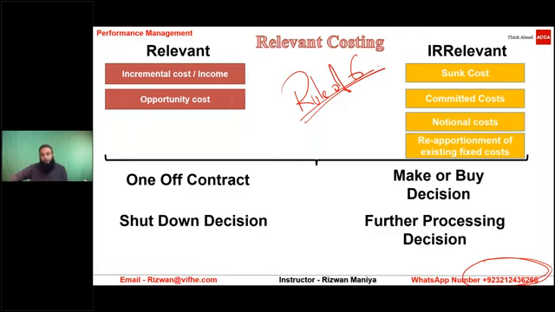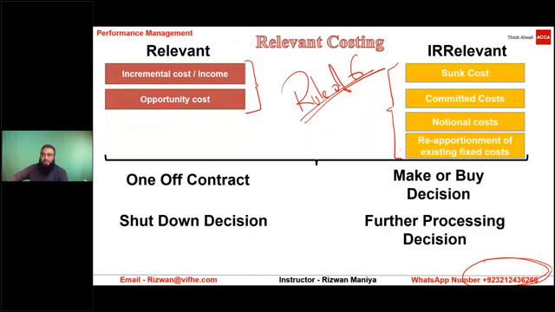So what's the rule of 6? Two things make a particular thing relevant for decision making, and 4 things make a thing irrelevant, right? The things that make it relevant for decision making are known as incremental cost / revenue. Second is opportunity cost.